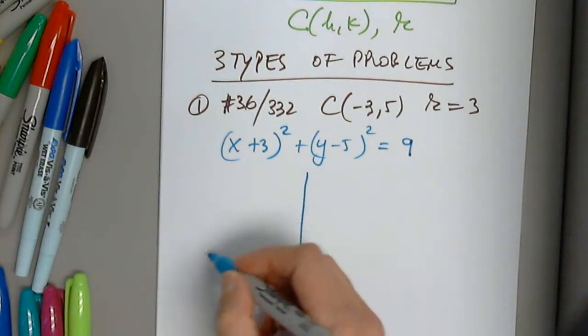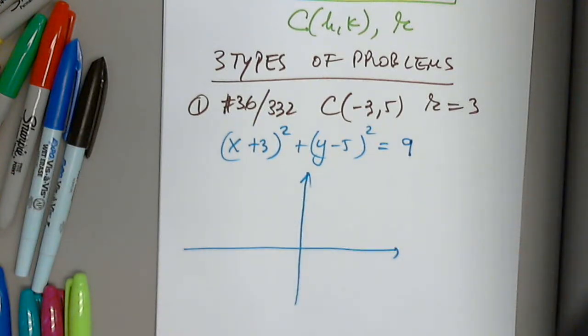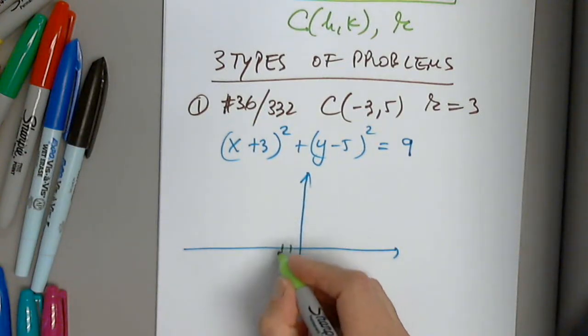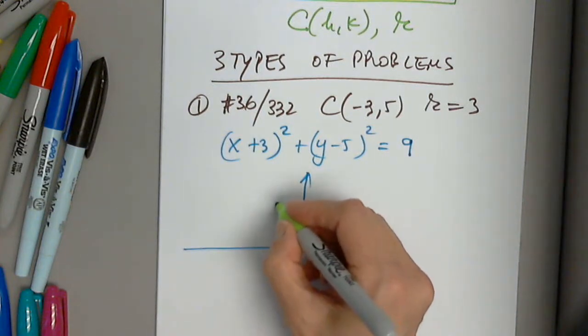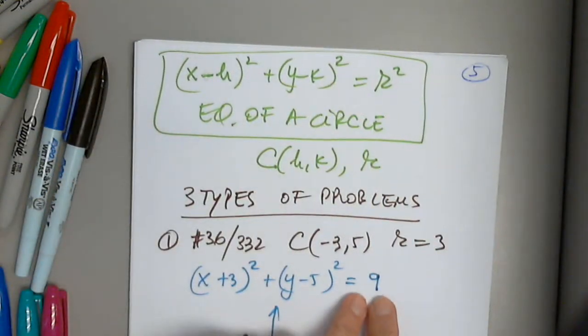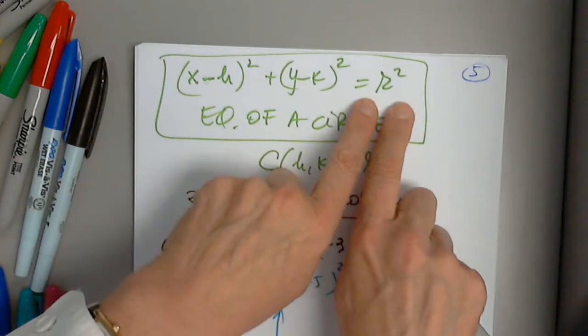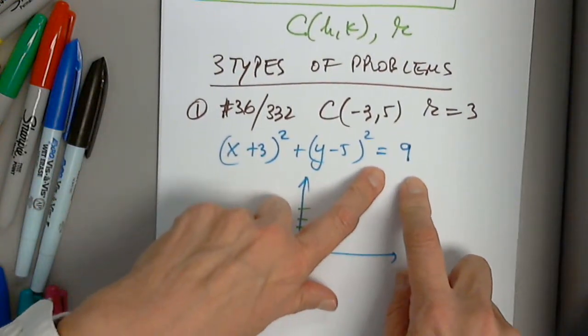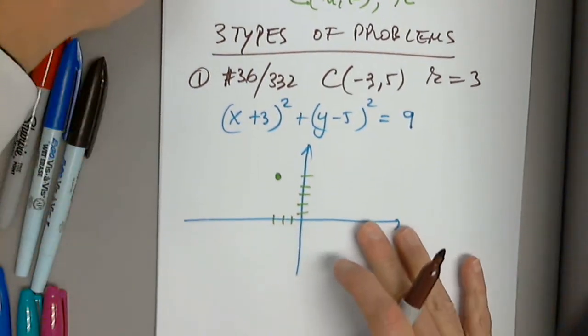Now let's graph it. I start with the center, which is -3, 5: 1, 2, 3, then 1, 2, 3, 4, 5, right here. This is the center. And then I create 4 cardinal points: north, south, east, west. Exactly how many units away from the center? 3. Perfect. Where did you get 9? You have to square. This is r squared, so 3 squared is 9. Better? Everyone? Okay.